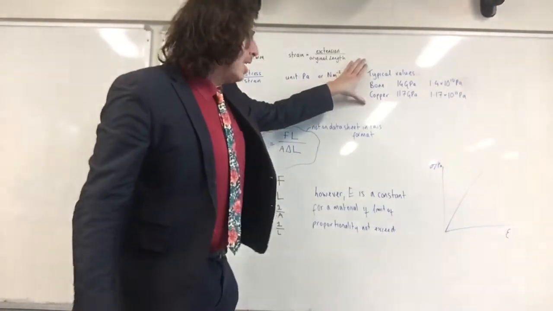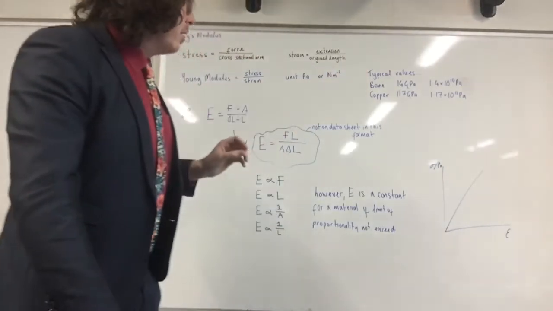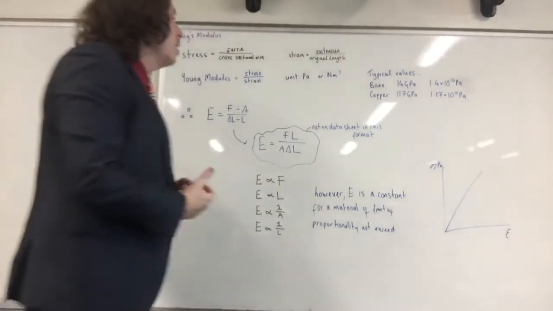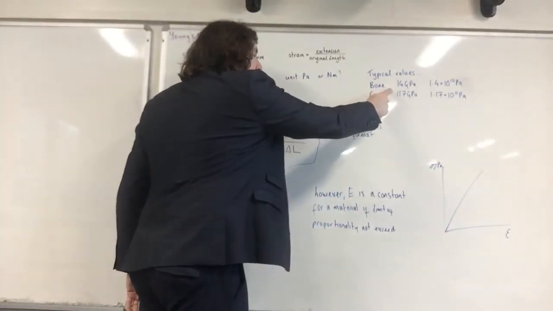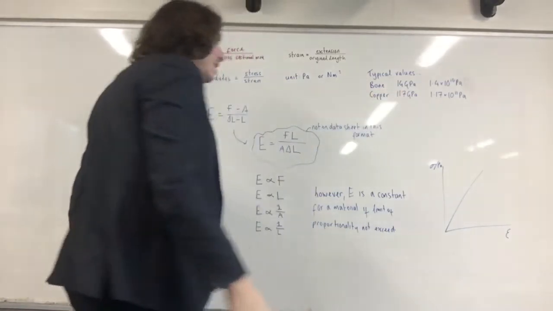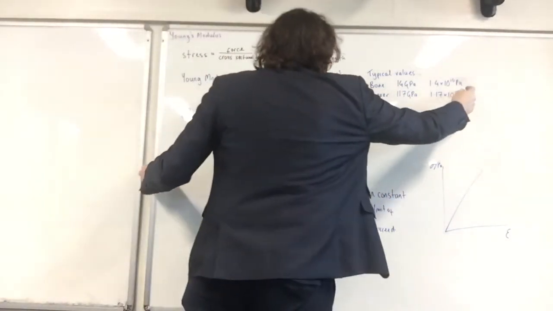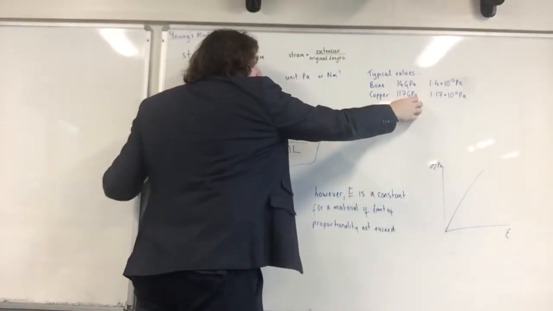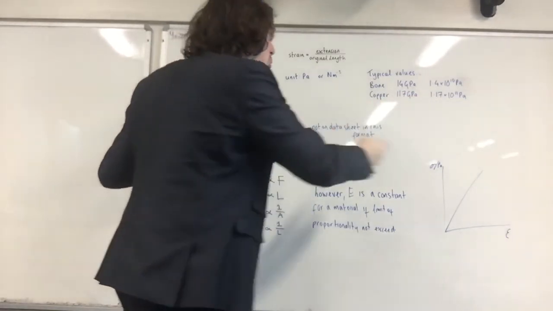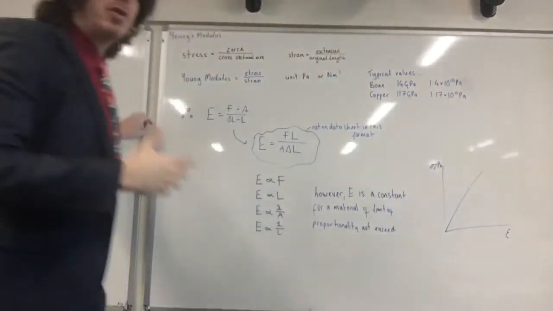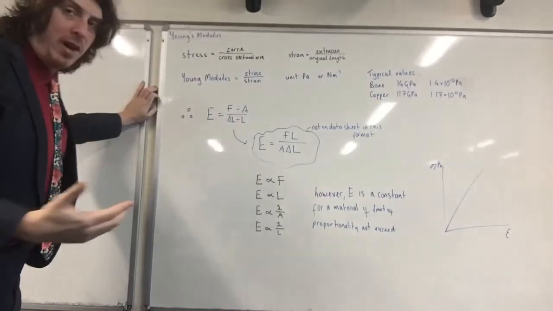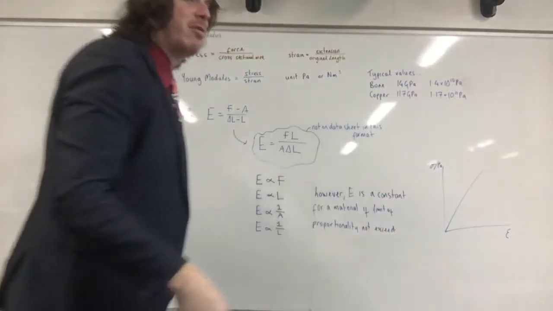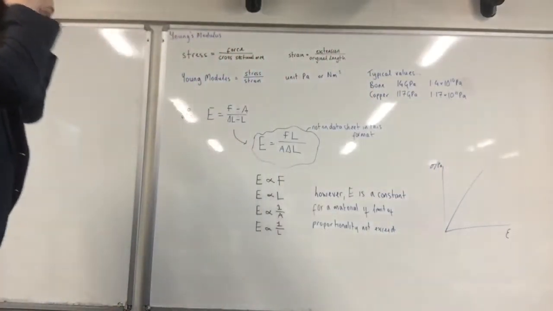When pupils calculate Young's modulus in an exam, some people get concerned because they get really large values. That's typical. Okay, so bone has a Young's modulus of 14 gigapascals, which is 1.4 times 10 to the 10. And copper has a value of 117 gigapascals, which is 1.17 times 10 to the 11. So if you're getting really big answers, that's fine. That's to be expected. There's no need to remember these answers, but it does tell you if you're going in the right direction if you're getting something of that order.